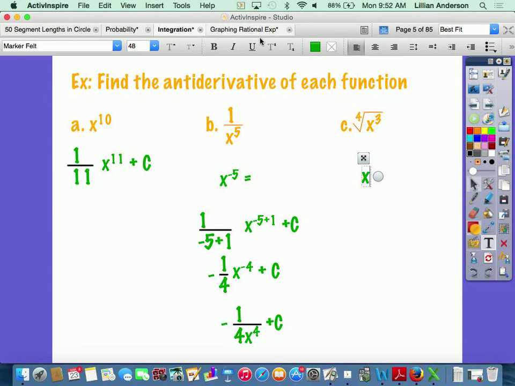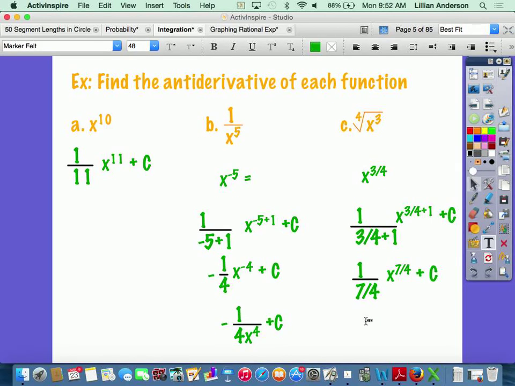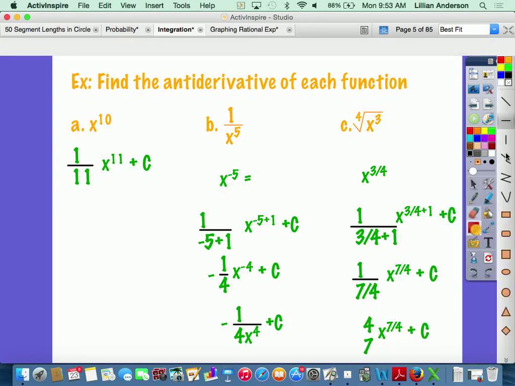Over here we can make this one a little bit easier. Remember, if you have a root, that root becomes the denominator of the rational exponent. Bring it to the front, and we'll have 1 over 3 fourths plus 1, then x raised to the 3 fourths plus 1, and of course our plus c, our arbitrary constant. Now 3 fourths plus 1 is 7 fourths, so 1 over 7 fourths, and then x raised to the 7 fourths plus c. Now, you cannot have a fraction within a fraction. So 1 over 7 fourths, if you think keep, change, flip, just becomes 4 over 7 x to the 7 fourths plus c.